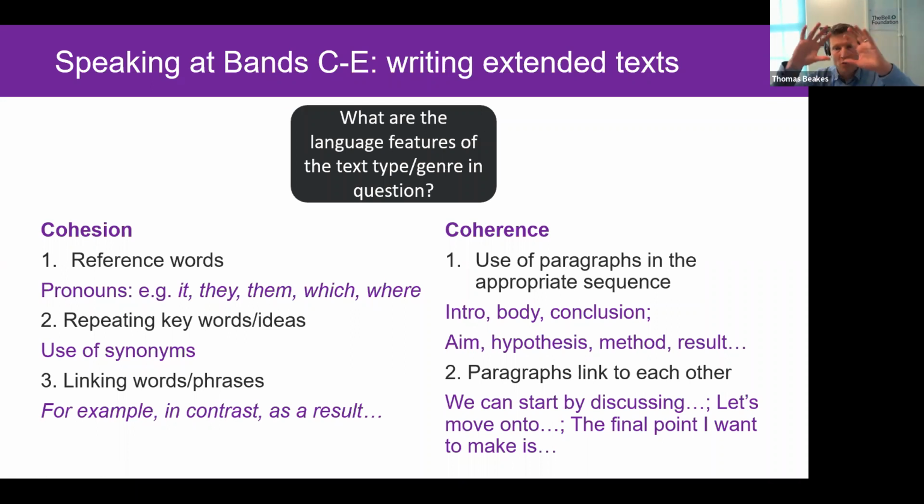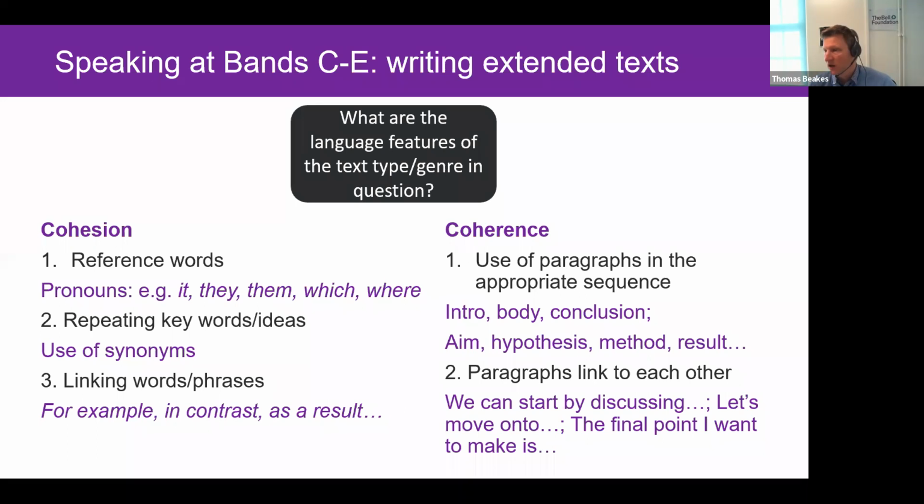Coherence, then, we're looking more at the whole text again. So actually we're looking at, are the paragraphs in the appropriate sequence? Again, very basic sequences that we're all familiar with: the introduction, the body, the conclusion, the aim, hypothesis, method, and result, depending on what genre we're writing in. And obviously these can become much simpler at the younger age groups, and they get more complex as we move forward. And do the paragraphs link to each other?